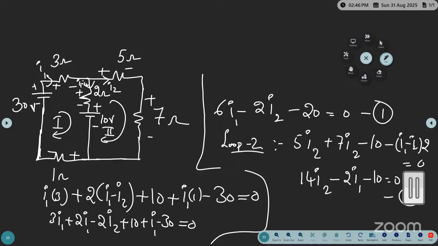Amma, don't become a Xerox machine. Kindly understand the problem and write down. Okay?